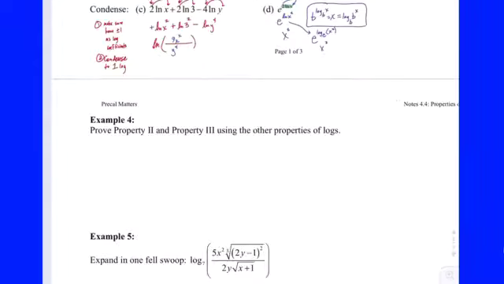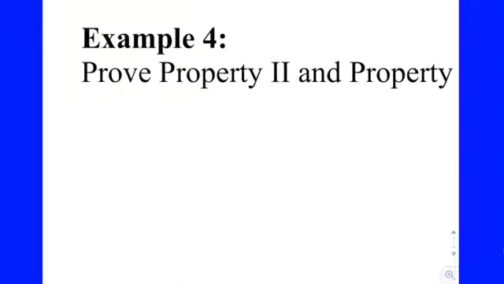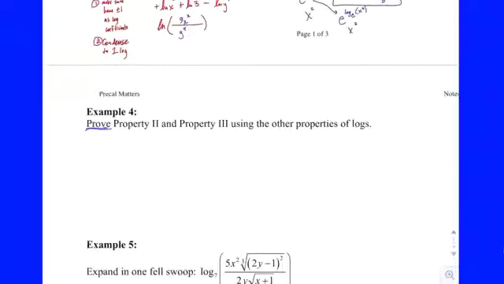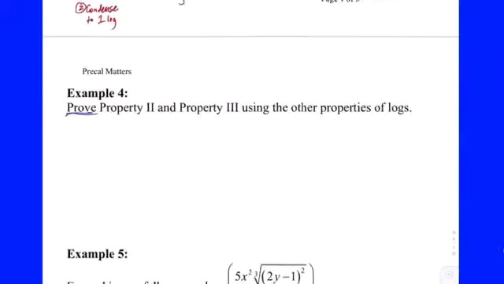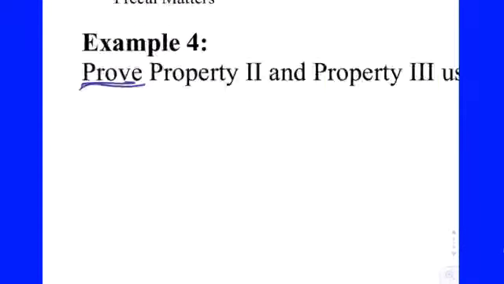Okay, sweet. Now, let's do example 4 together. This is a proof, and you don't have a lot of experience with proofs. But we're going to prove property 2 and property 3 using the other 2 properties, okay? So property 2, remember, was this. We'll label it. We're doing property 2.